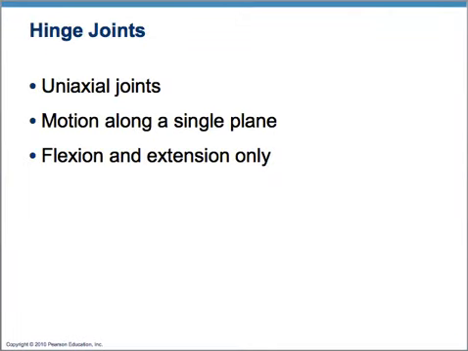Next, we have hinge joints. An example of a hinge joint might be in our elbow. Motion along a single plane only. It's a uniaxial joint. And it undergoes flexion and extension only. So remember when we flexed our elbow joint and extended our elbow joint.